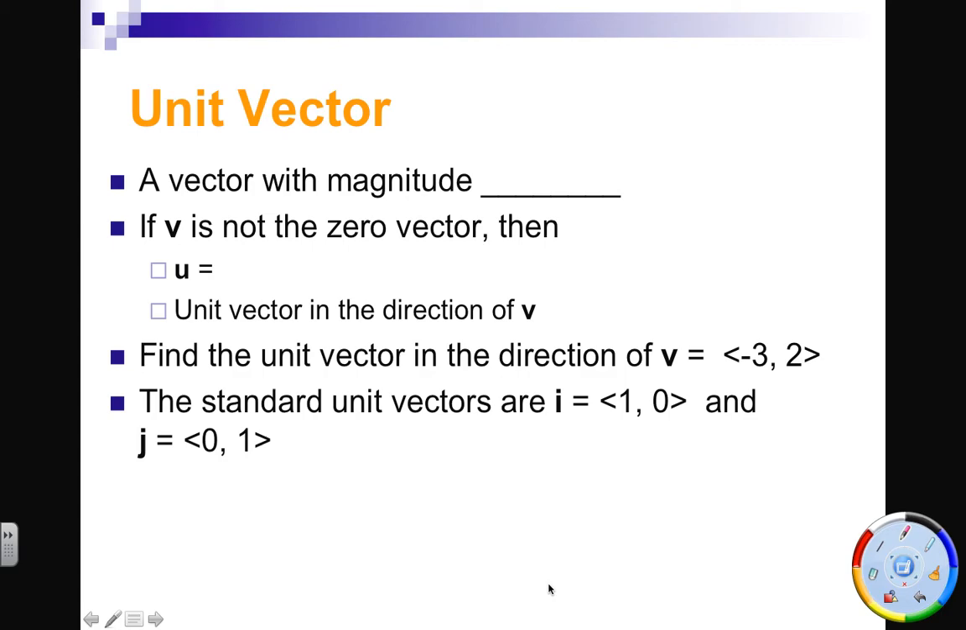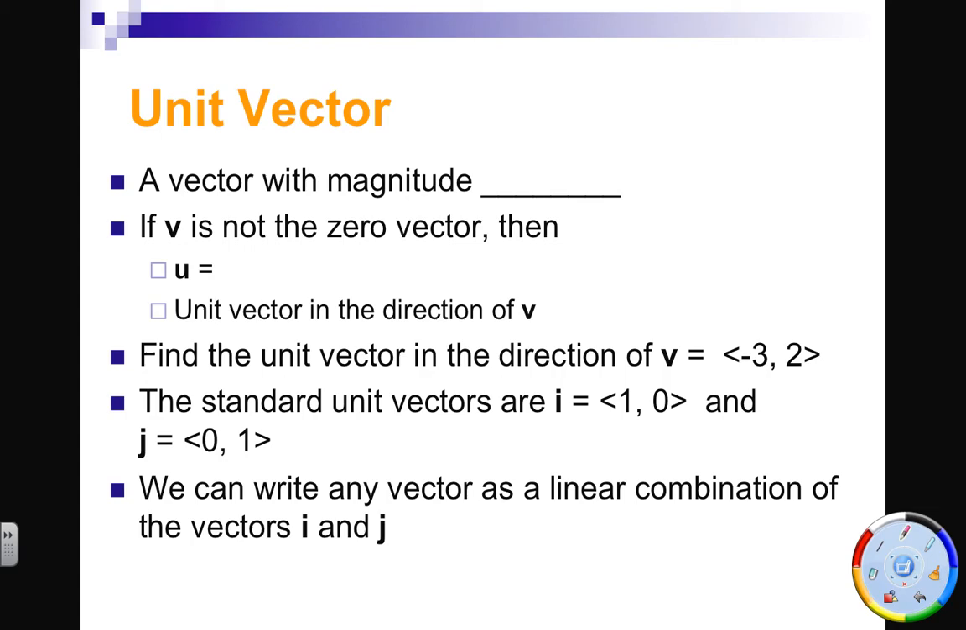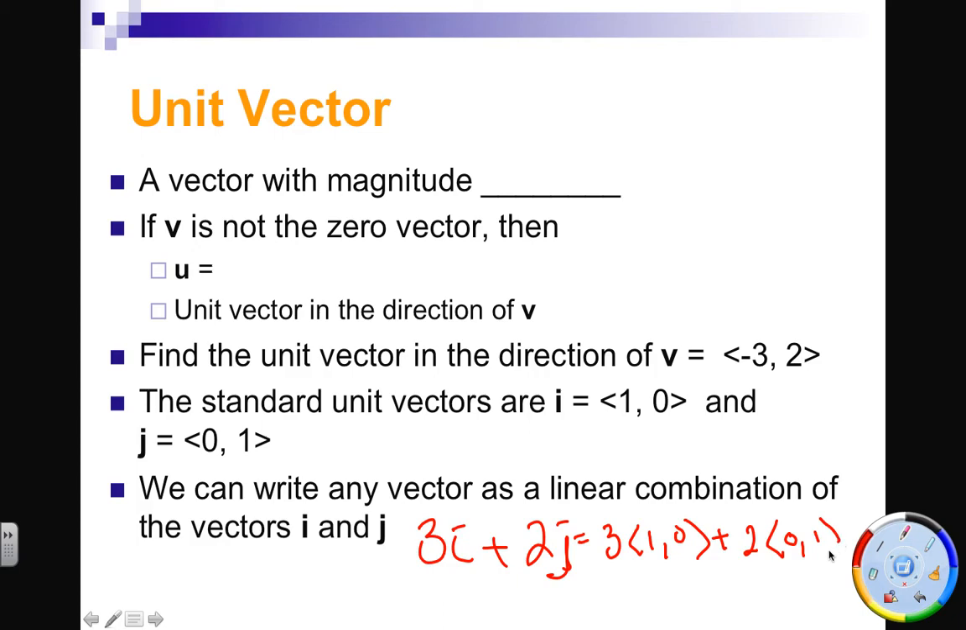There are a couple things that we do in vectors as well. We write them as a linear combination of i and j. So every once in a while you're going to see 3i plus 2j. Well, this is 3 units. Here's i, so 3i. So this is 3 times (1, 0) plus 2 times (0, 1), which is the vector (3, 0) plus (0, 2).